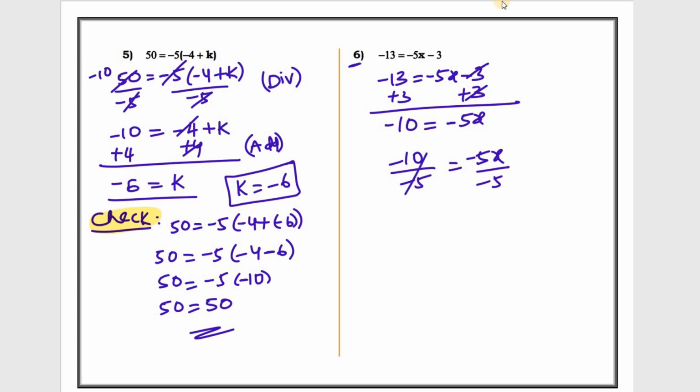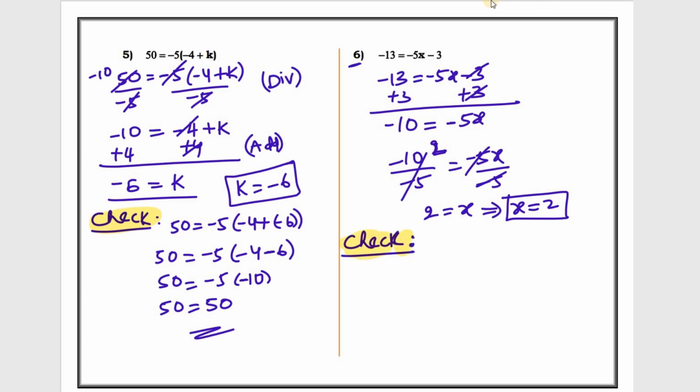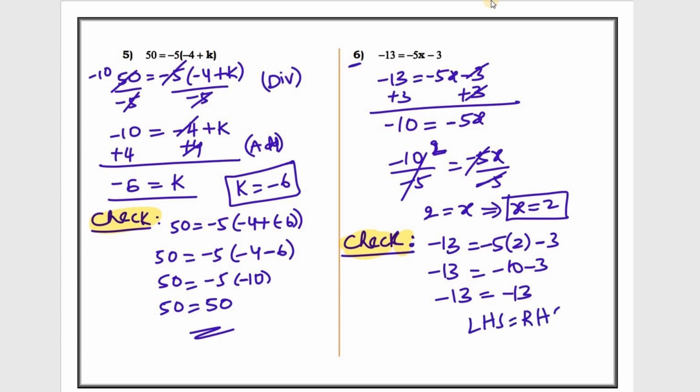So let's move on. Minus 10 divided by minus 5, negative and negative is positive, so positive 2 will remain. Negative 5 and negative 5 cancel out. 2 is equal to x. So we can write x is equal to 2. Let's check it out. Minus 13 is equal to minus 5 times of 2 minus 3. So minus 13 is equal to minus 10 minus 3. Minus 13 is equal to minus 13. So left hand side is equal to right hand side. So we got this verified too.